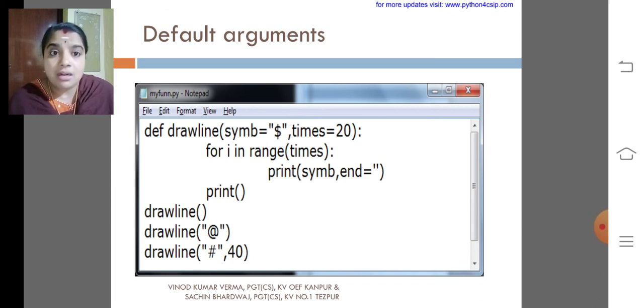Look at the second one, the at-the-rate symbol. The first positional argument is given as at-the-rate, and 20 times it will print. And for the third call, that is draw line of hash 40, I had passed both the values, hash and 40. So it will take the symbol as hash and times as 40.